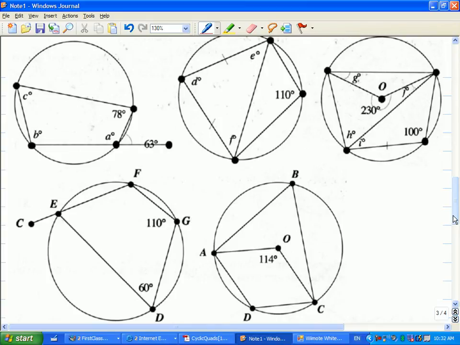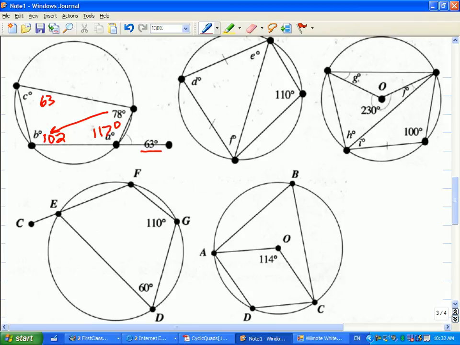So if this one's 63, then one thing I can get right away is this one must also be 63 in this corner. 78, this must add up to 180 with the opposite angle there. So that's going to be 102. And 63 and something has to add up to 180. So this angle here must be 117 degrees. Okay. So far so good?